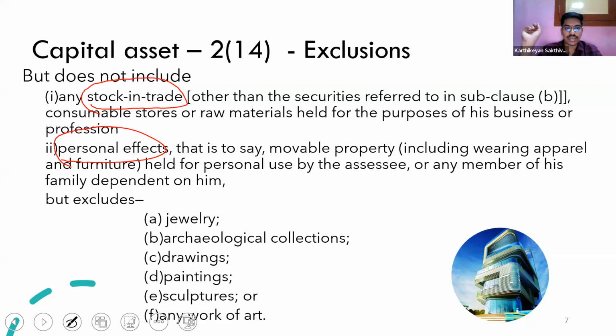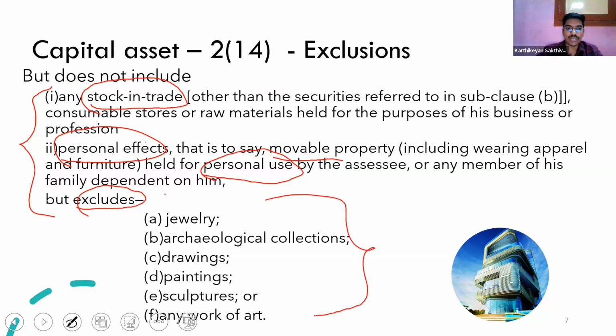That is the first point. Second, personal effects are not to be included in the definition of capital asset. What do you mean by personal effect? It is to say movable property held for personal use. So whatever is being held for personal use, that is not a capital asset. But personal effects exclude jewelry. So basically, first we saw the definition of capital asset. There are two exclusions, one on the stock in trade, another on the personal effect. And the personal effect again has an exclusion, which basically means all of these are capital assets only.